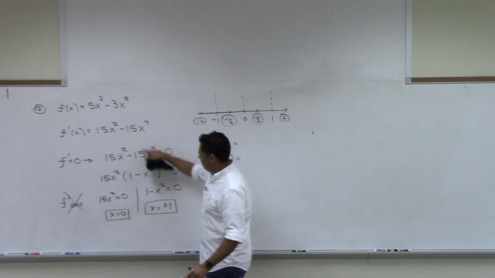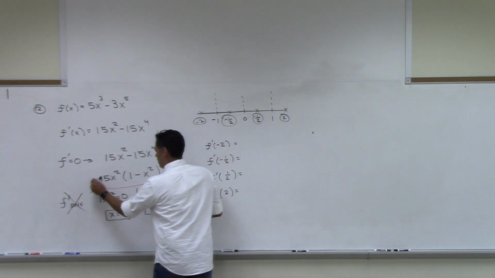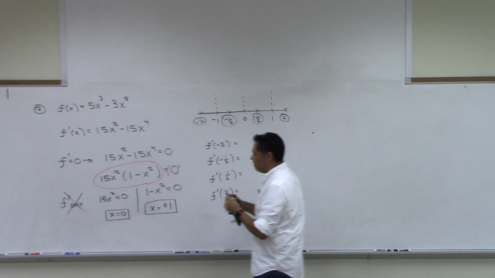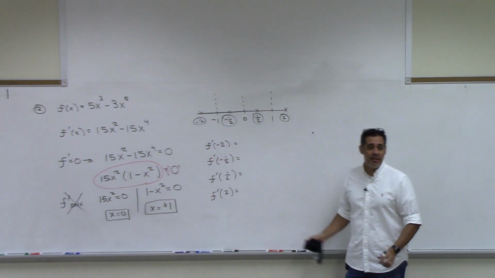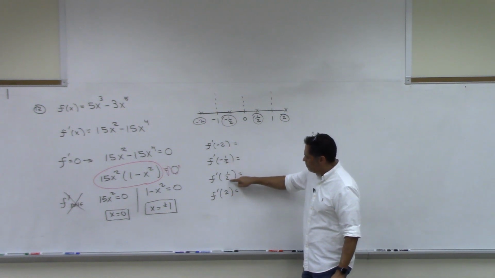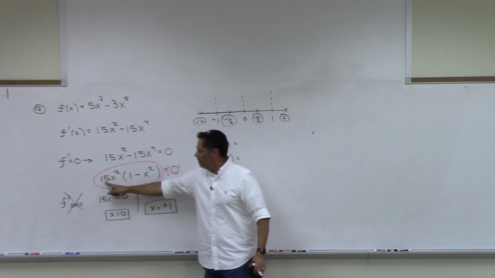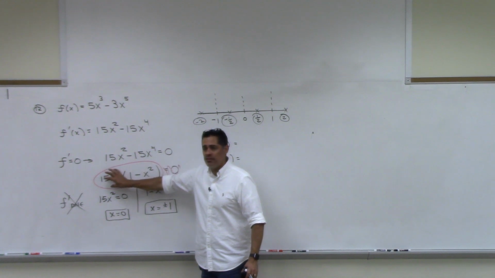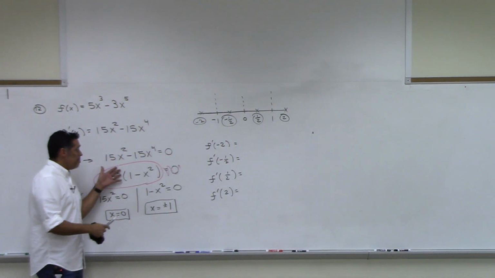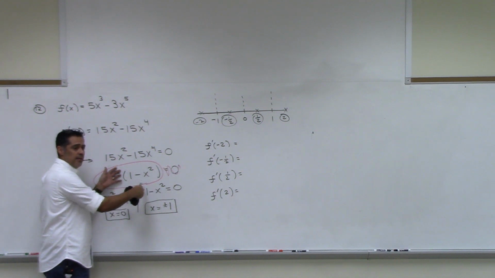If you go down to the factored version right here, forget the equals 0, just the factored version of the derivative, it's much easier to plug into that. Because no matter which one I plug in, do you all agree that 15 times that number squared is positive? So that's always positive. So all that really matters is what this turns out to be.